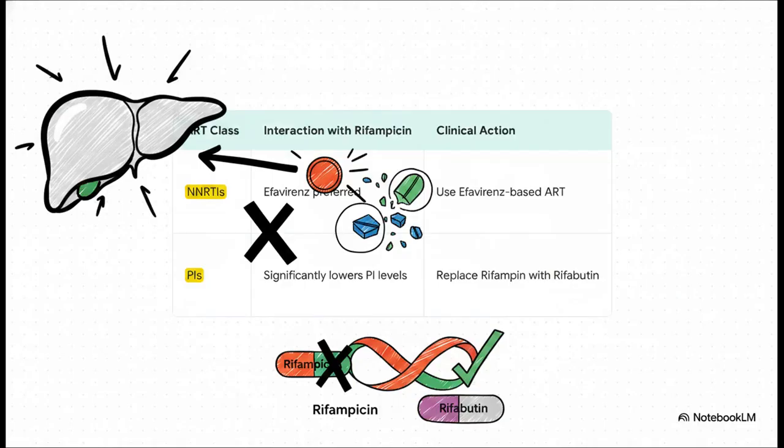Now, beyond just the timing, the other massive headache is drug interactions. Rifampicin, which is a cornerstone of TB treatment, is a really potent inducer of the cytochrome P450 enzyme system in the liver. In plain English, that means it makes the liver chew up other drugs way too fast, especially the protease inhibitors used in ART, making them basically useless. So the solution is either to build an ART regimen around a drug like efavirenz, which isn't affected as much, or you have to swap out the rifampicin for a less potent drug, rifabutin.